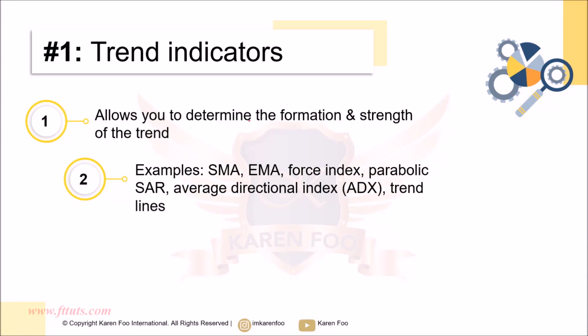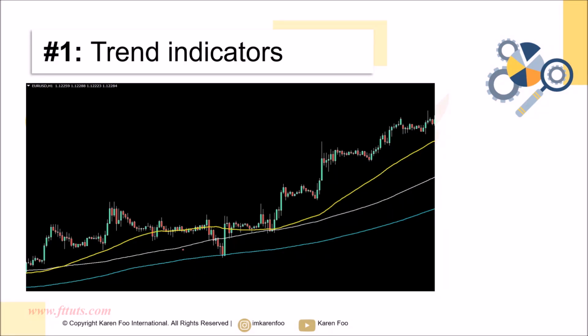also trend lines. So the easy way for you to spot a trend is of course visually. When you see higher highs being formed, and then higher lows being formed, then this is a bullish trend.